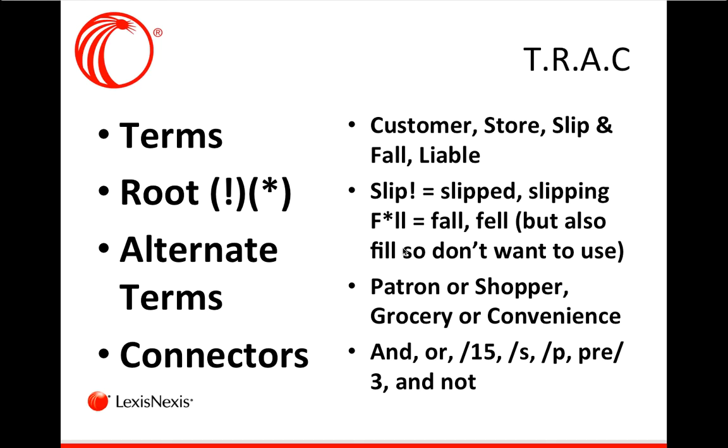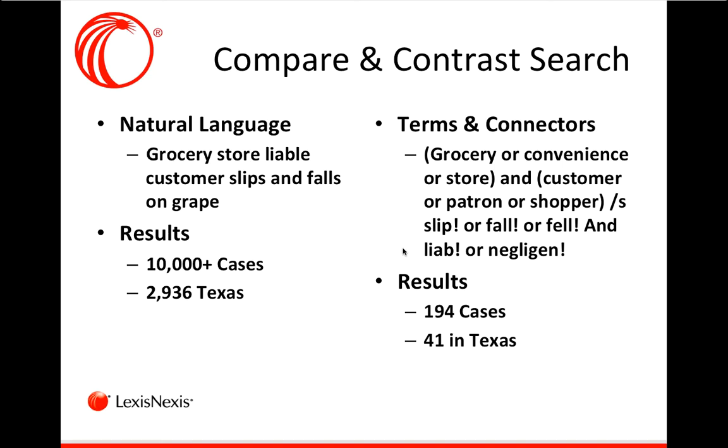So let's go ahead and put this into practice. Here we're going to compare and contrast how these searches would work. For natural language, you'll see we could type in grocery store liable for a customer slip and falls on grape. And we would actually pull 10,000 plus cases with approximately 3,000 here in Texas.